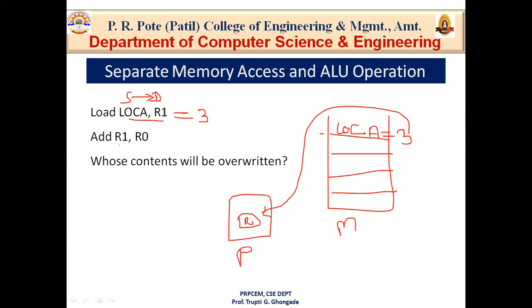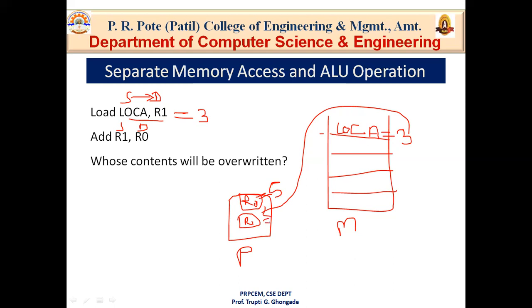Now the contents of R1 are added with the contents of R0, and the result will be stored into R0, because this is the source and this is the destination. This R0 is also stored in the processor. R0 is a processor register. So the data stored at R0 is 5.